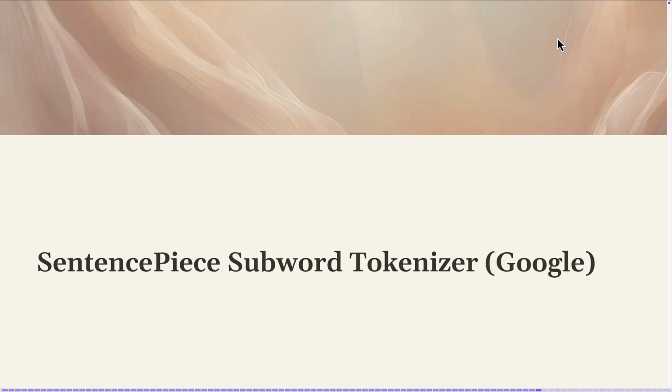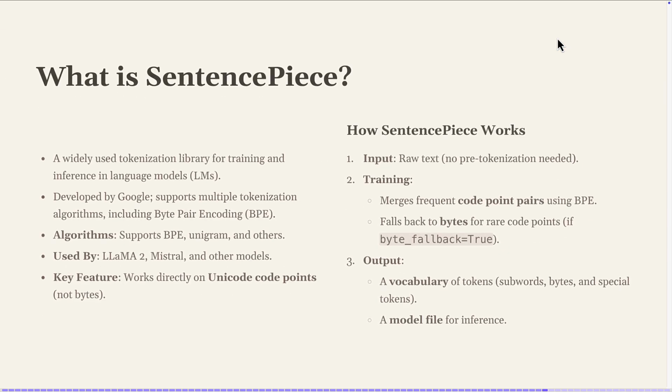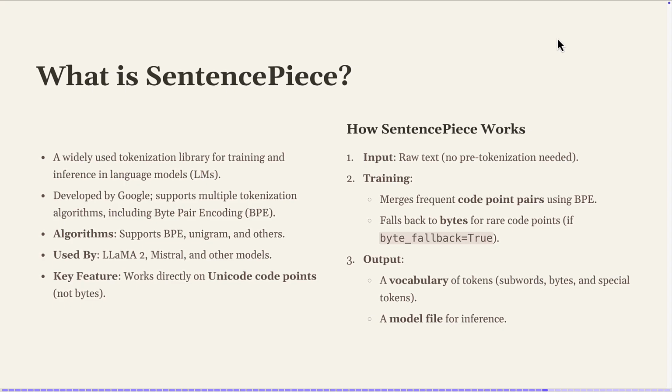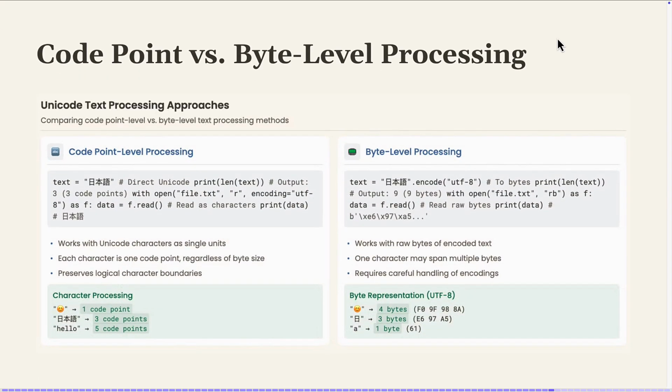Okay, SentencePiece is basically the same as BPE. The main difference is that SentencePiece will consider code point level instead of byte level processing as in BPE. So in BPE, usually when you have a text, you're going to encode it into UTF-8, and then we will consider the sequence of bytes. Okay, it will represent bytes like this, either in hexadecimal or in decimal.